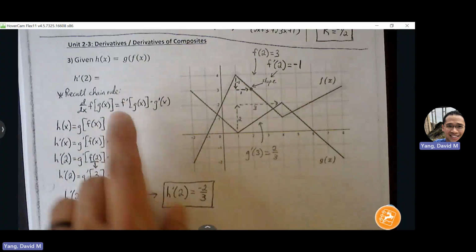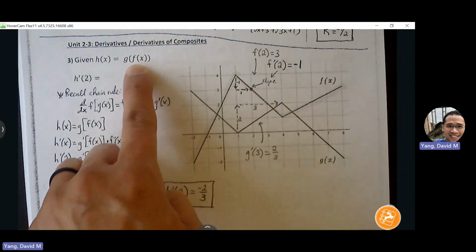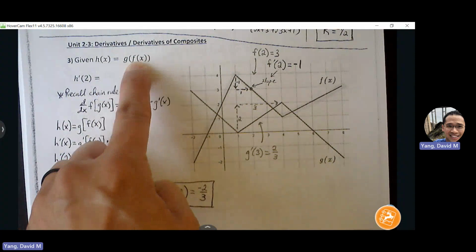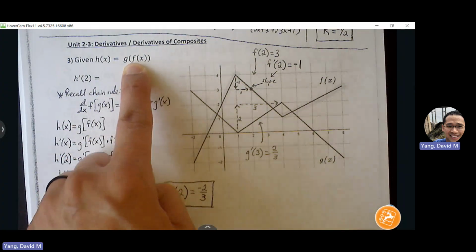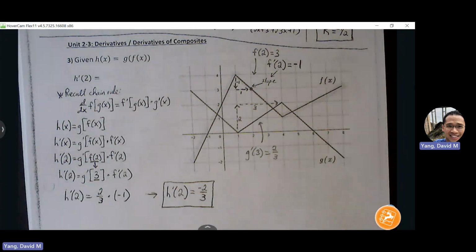Number 3, we have to really understand how to break this down. H of x equals g of f of x. This is not product rule. This is the function within a function. We got to go through chain rule. So spell out your chain rule. Outside derivative times inside derivative.